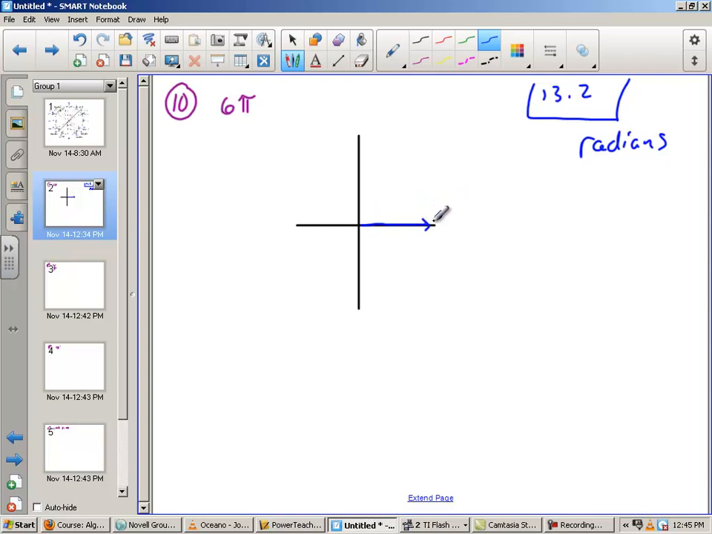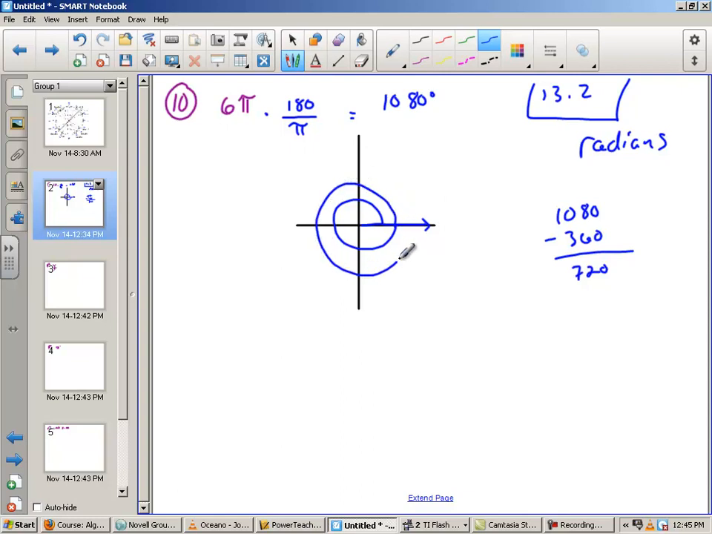Well, that may not be the easiest thing for someone to do, so I might want to convert that to degrees. I would do that by multiplying by 180 over pi, so the pi's would cancel, and that would give me 6 times 180, which is 1080 degrees. That's obviously more than one rotation, so I'll come around once. If I take 1080 minus 360, I end up with 720, which is still more than another whole rotation. I'm going to go around another time.